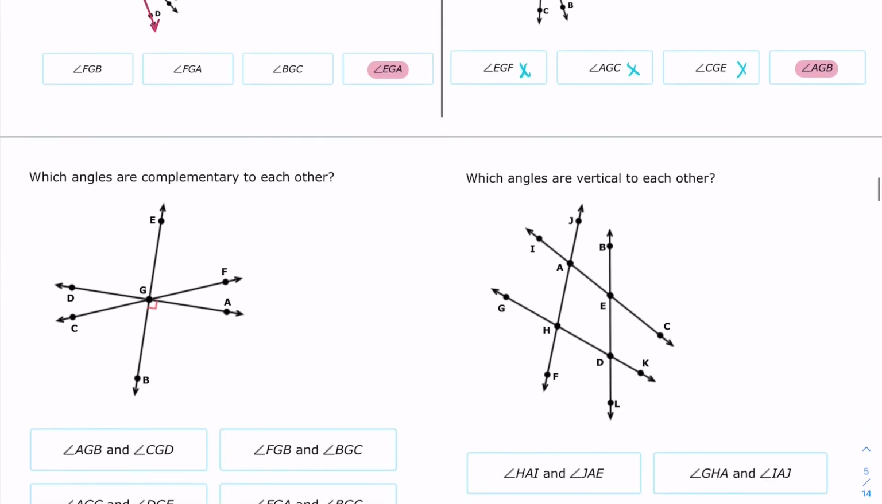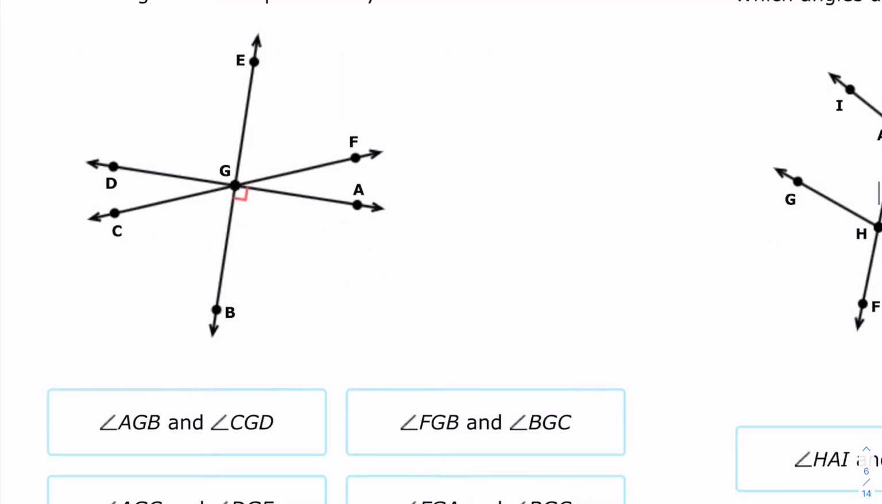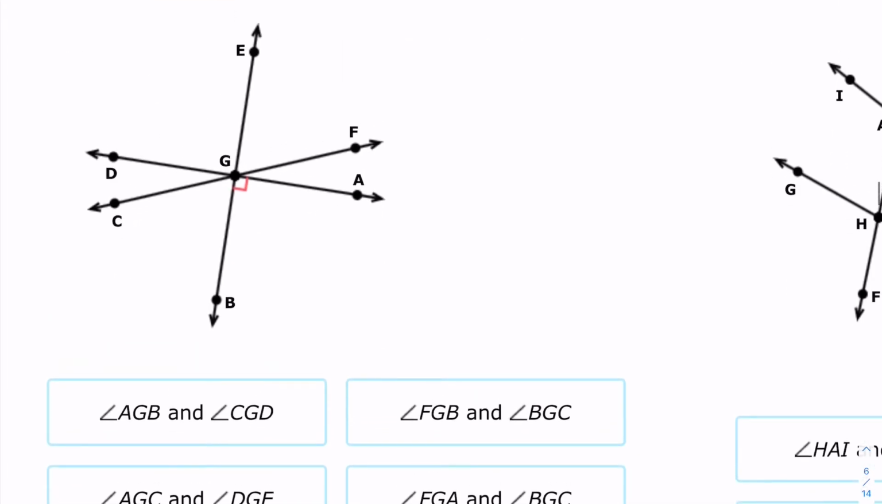Alrighty. So next one, complementary to each other. Which angles are complementary to each other? So the question is, what two make up 90 degrees? So let's look at AGB.